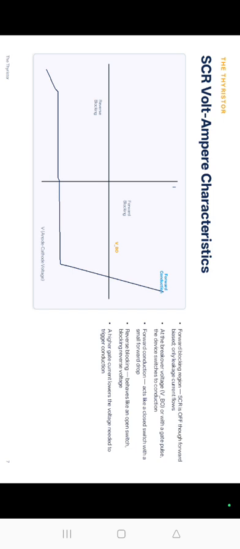Next one is its volt ampere characteristics. First one is forward blocking mode. The SCR is off though forward biased, and only leakage current flows. It starts conduction at the breakover voltage or with the gate pulse, and the device switches to conduction. In forward conduction it acts like a closed switch with a small forward drop. Next one is reverse blocking, where it behaves like an open switch blocking the reverse voltage. A higher gate current lowers the voltage needed to trigger conduction.